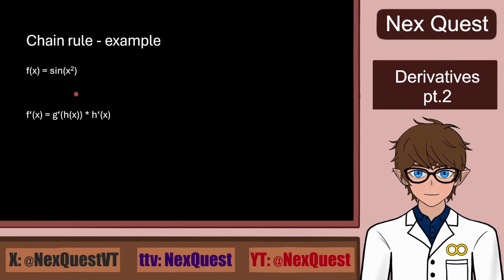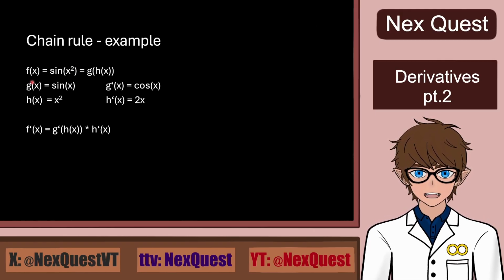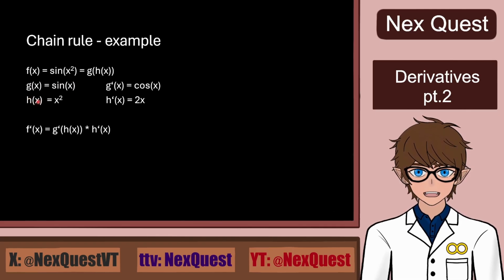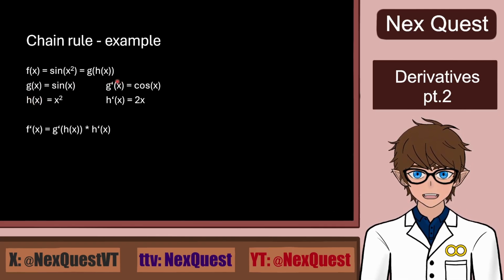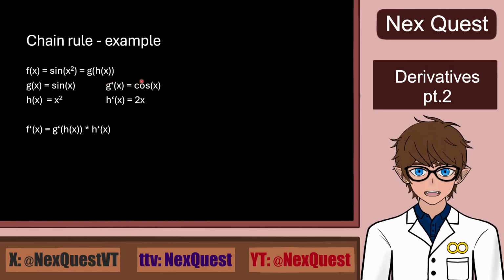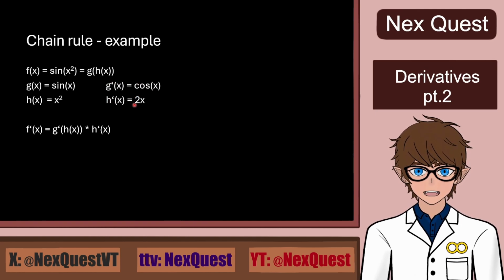So let's solve our example, sine of x squared. Now I will write out what each part is. So we have our function, we have the formula. So on the left, there are the functions, so the outer function g of x and the inner function h of x. And then on the right, there are their derivatives. So the derivative of g of x would be cosine of x, and the derivative of h of x would be 2x. So let's color code them, because yay colors.